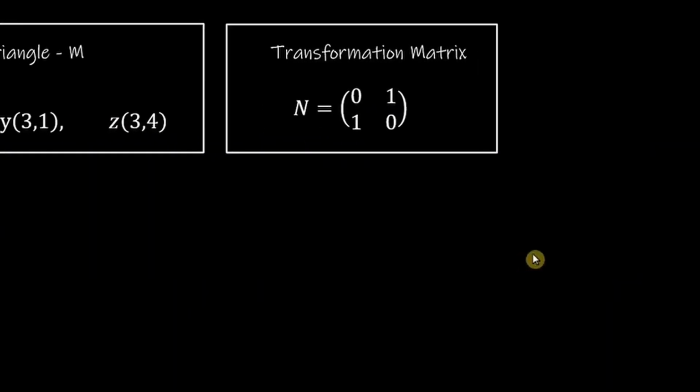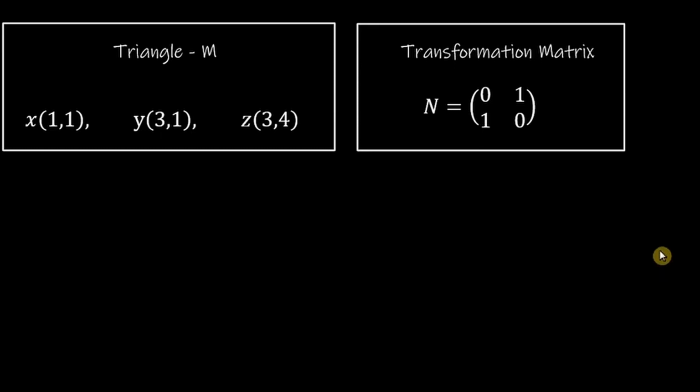So in part B, we're given a triangle M whose vertices X, Y, and Z are shown. And we are told that this triangle will be transformed by a matrix N, and we're asked to find the image coordinates X prime, Y prime, and Z prime. So first, let's write the matrix equation, which would be M prime is equal to N multiplied by M, where M prime is the image triangle and M is the object triangle.